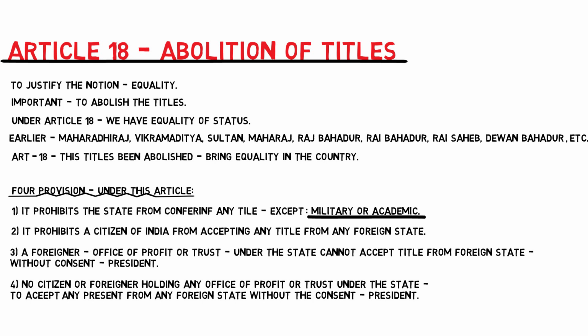So I hope you have understood Article 18, abolition of titles, and here ends the first group of fundamental rights, which is the right to equality, from Article 14 to Article 18. In the next tutorial we shall start a new group, which is the right to freedom, from Article 19 to 22.